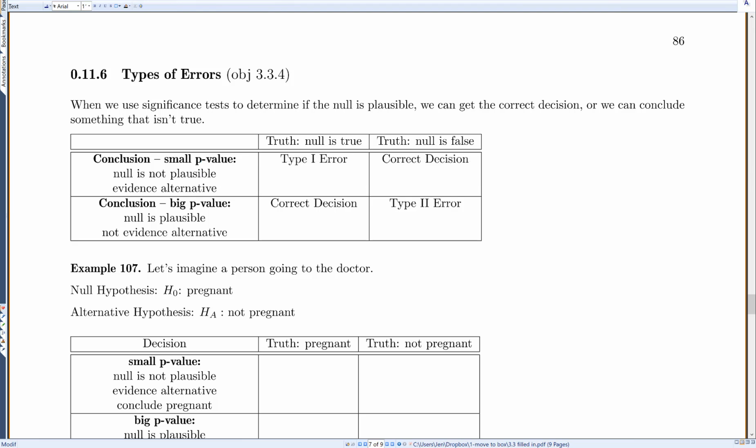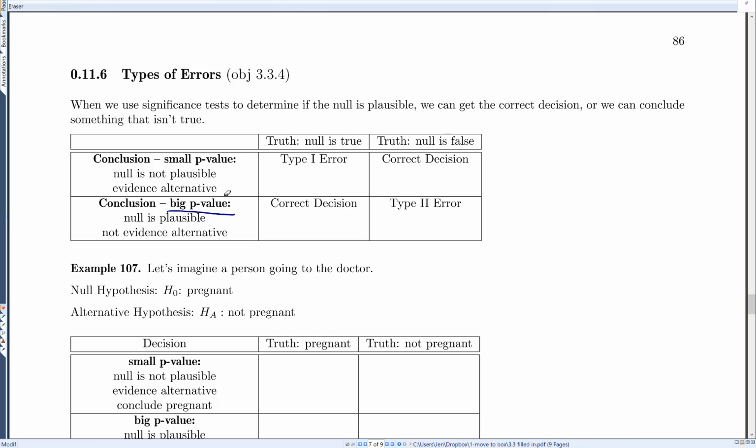But now if the null is actually false, and we decide that the null is not plausible, we're saying the null is false, that was the correct decision. Okay. Now let's say we got a big p-value. So we're thinking the null is plausible, no evidence for the alternative. So if the null is true, and I decide that the null is plausible, I made a correct decision. But now let's say the null is false, but we got a big p-value. So the null is false, but I think it's plausible, I made a mistake. That's called a type 2 error.